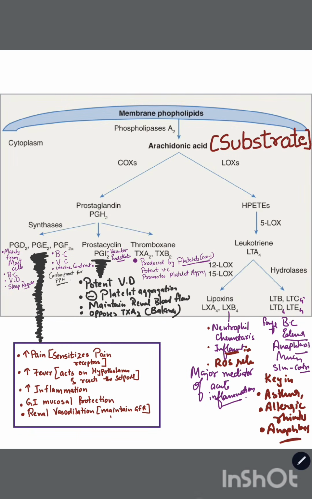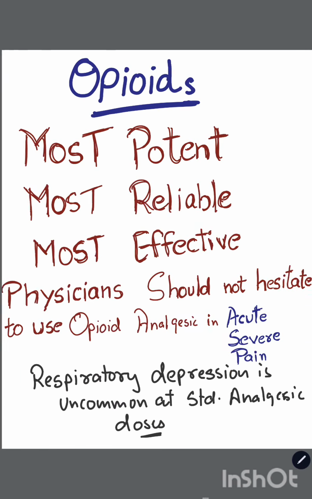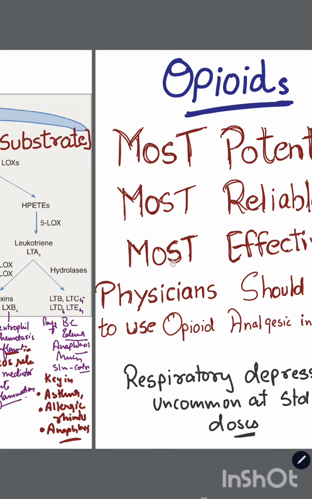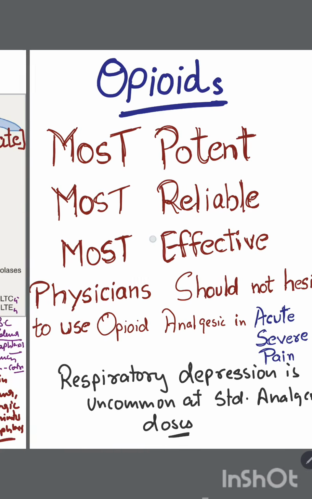So this is the whole mechanism of how membrane phospholipids, with the help of phospholipase A2, get broken down into arachidonic acid. Then it goes into the cyclooxygenase and lipoxygenase pathways, and how leukotriene A4, B4, D4, and E4 are formed, how this H2 gives rise to PGI2 and thromboxane A2. This was the whole basic mechanism. So this was our first class, NSAIDs, that we covered.